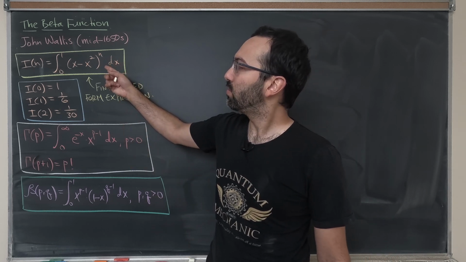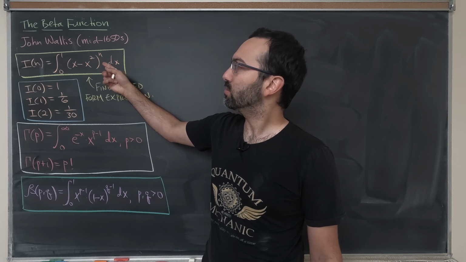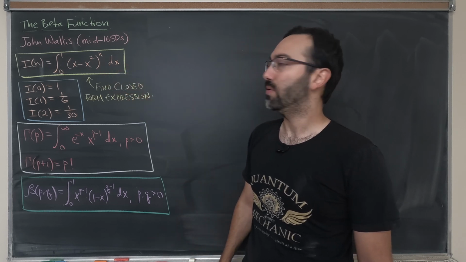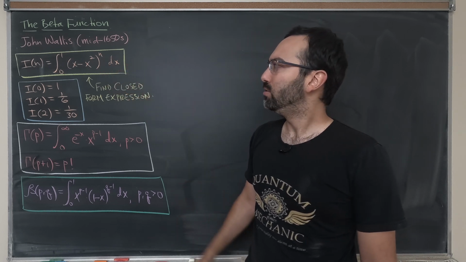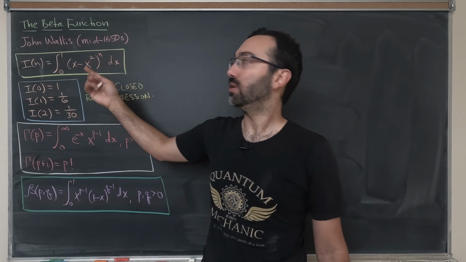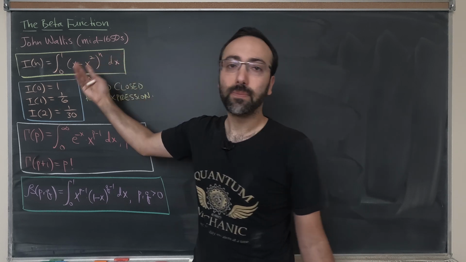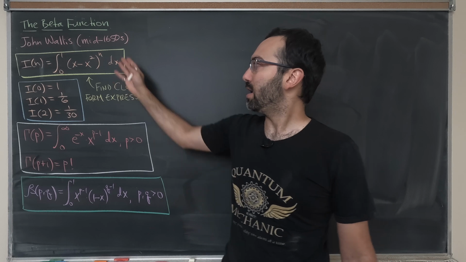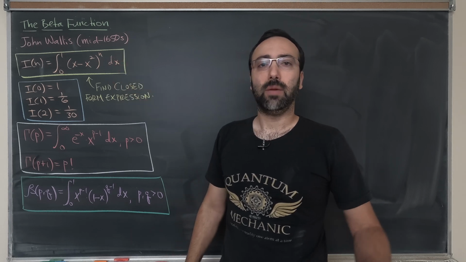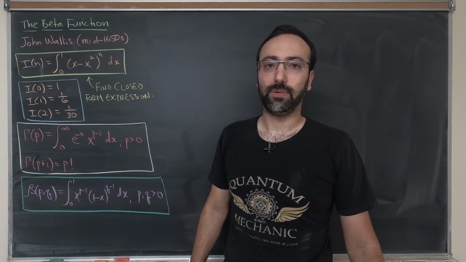I of n equals the integral from 0 to 1 of x minus x squared all to the power n dx. Now, you can evaluate this pretty straightforwardly. This is just a polynomial. The problem is, as n gets larger and larger, it becomes more cumbersome to evaluate the integral.